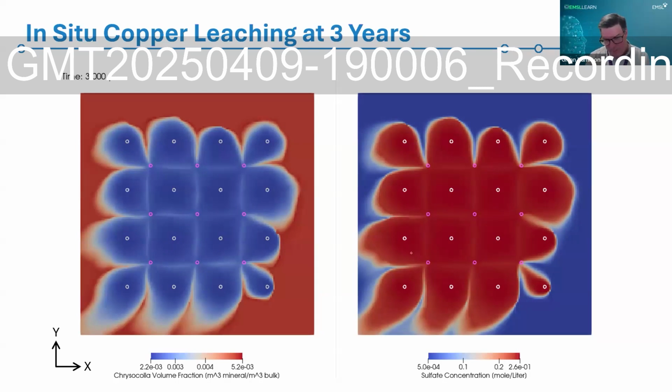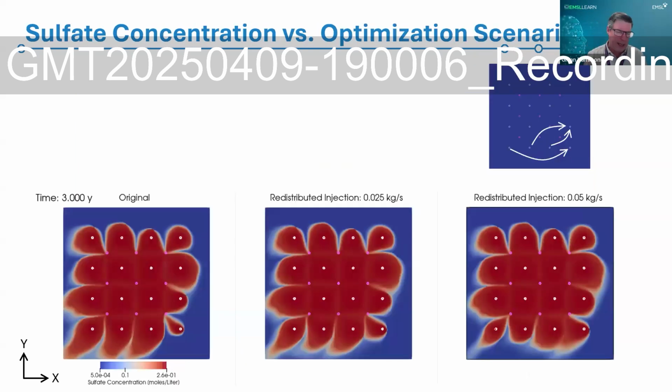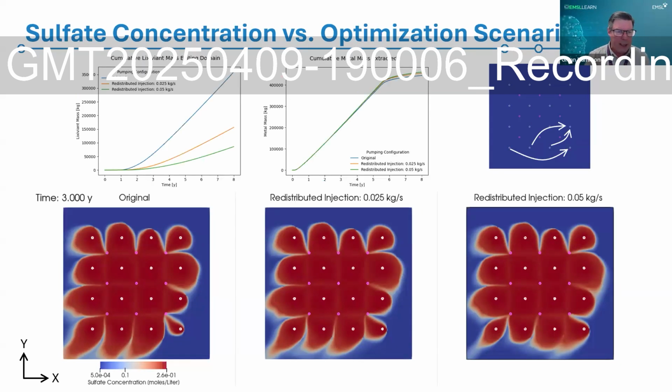You'll see also that we have excursions here. So you see that we have sulfate or sulfuric acid essentially exiting the domain. This is problematic for mining operations. This is very concerning. And so what I show on the next slide is that you can actually adjust the pumping in these outer injection wells. We can take some of the mass from the lower left injection well and these other two down here. We can redistribute it to other wells, and you can actually decrease the amount of sulfuric acid that exits the domain. And so this refers to lixiviant, but that's the sulfuric acid.